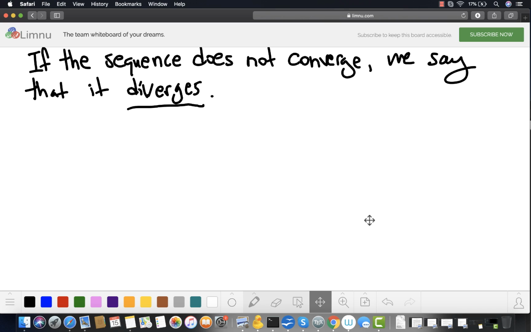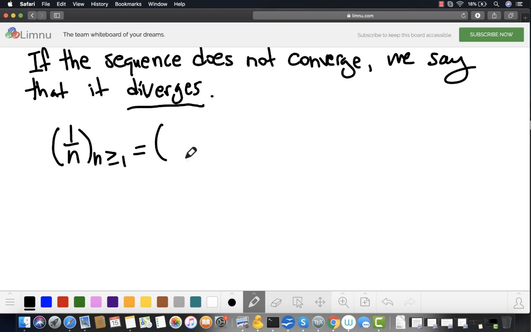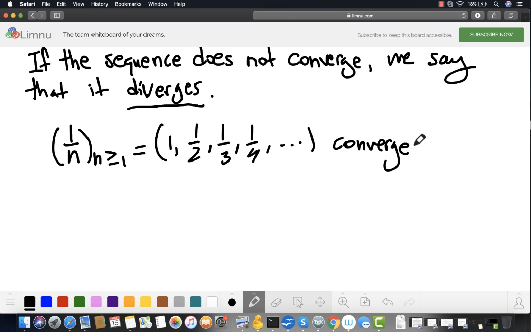So now let's give some examples of sequences that converge. For example, this could be one of them, 1 over n. So this is 1, 1/2, 1/3, 1/4. This sequence converges to 0, because as n gets bigger and bigger, the terms of the sequence get closer and closer to 0.